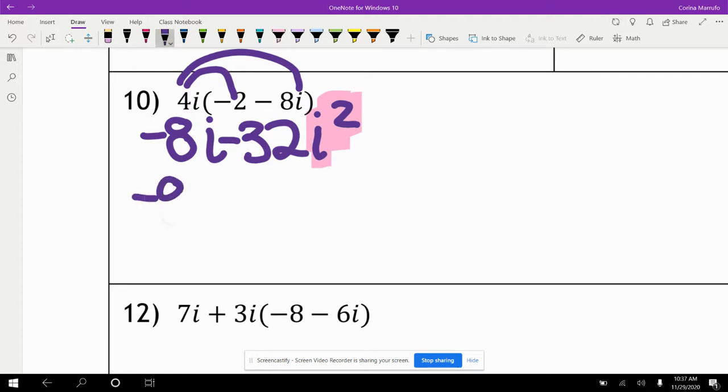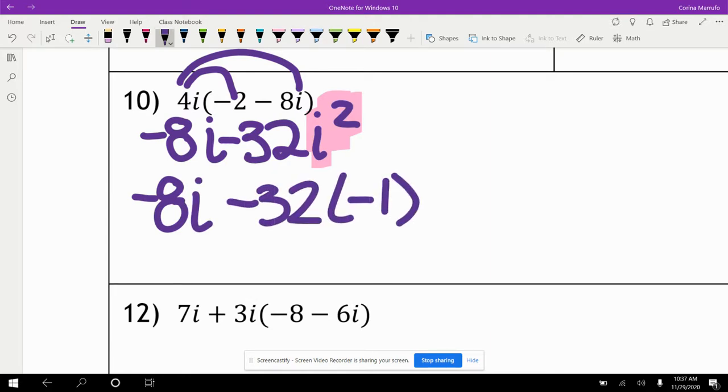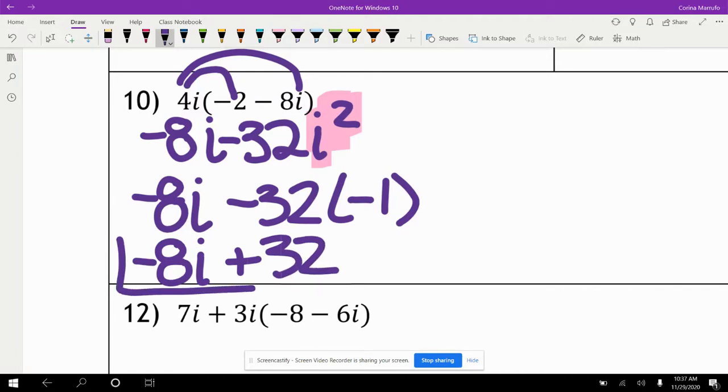The only thing is, if you ever see an i squared, you have to replace that with a -1. So -8i, we have -32, and instead of i squared, we write it as a -1. Well, -32 times -1 gives you a +32, so plus 32. That's it.